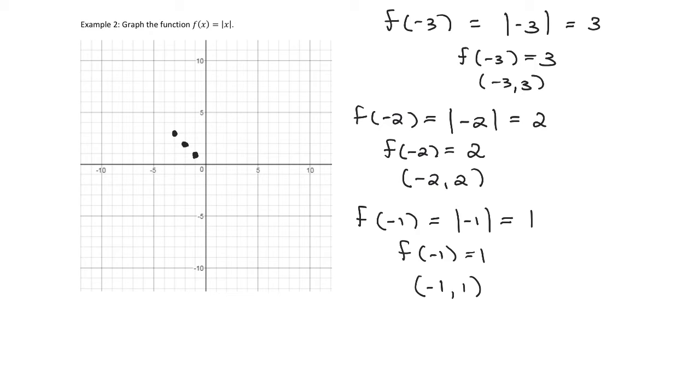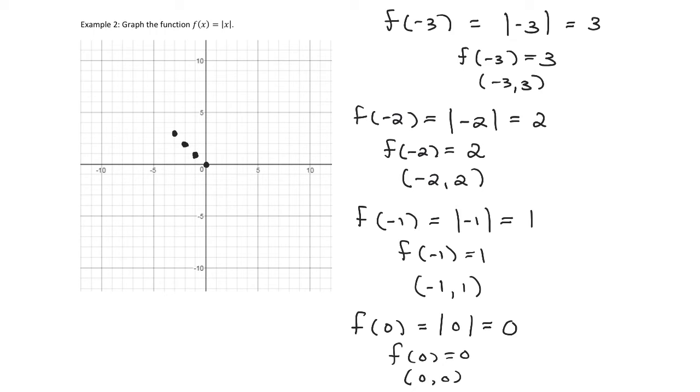I think if I get one more, f of 0, that's the absolute value of 0, which is equal to 0. F of 0 is 0. It's the same thing as the point 0 comma 0, which is located right here. So here we go. I have 4 points on my graph.